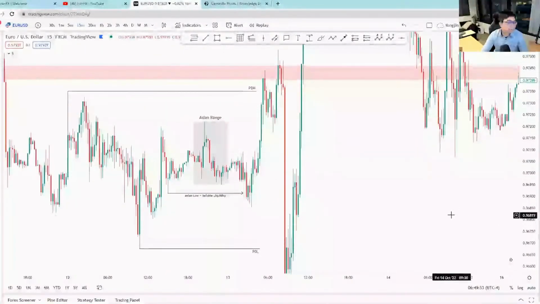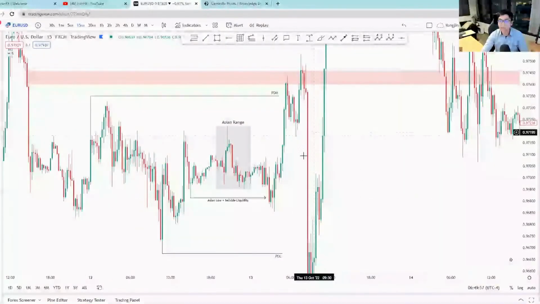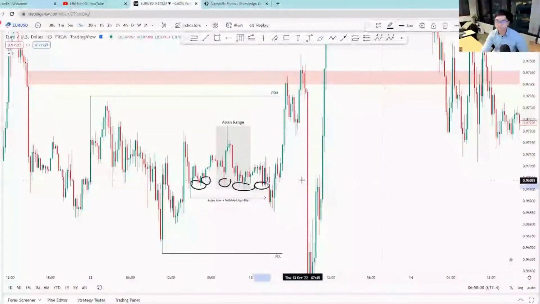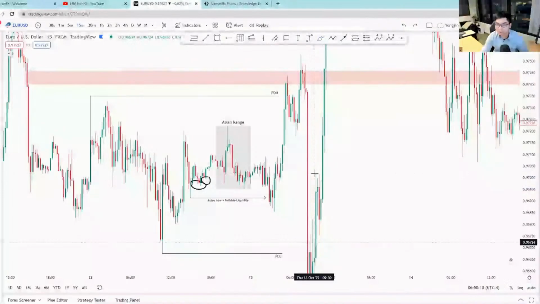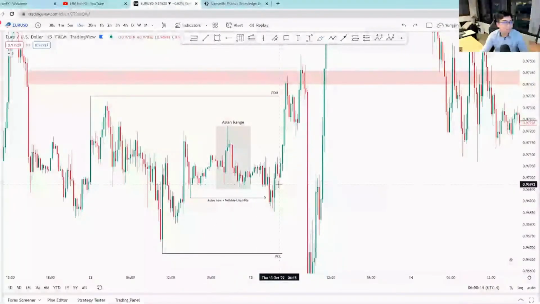What do I mean by sell side liquidity? So in smart money concepts, we have this area. Look at this, multiple wicks. So many wicks to be cleared. So price cleared all of those together with the Asian low. And I was waiting for price to reverse.